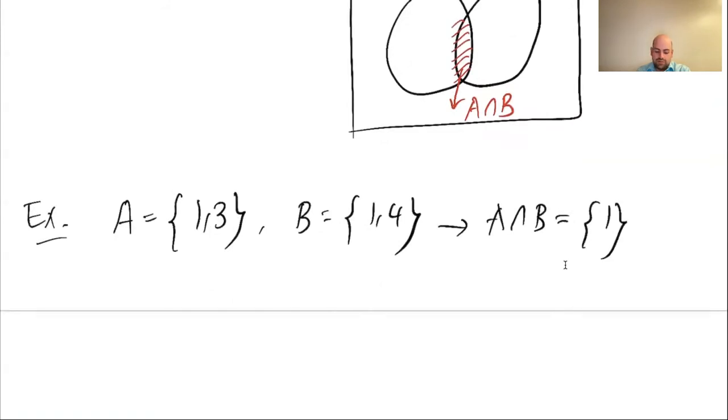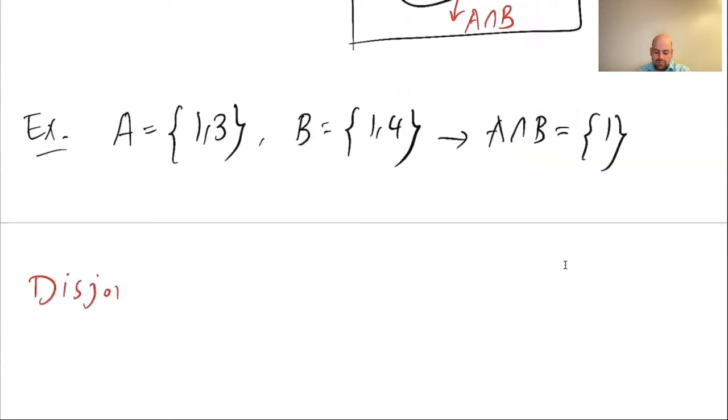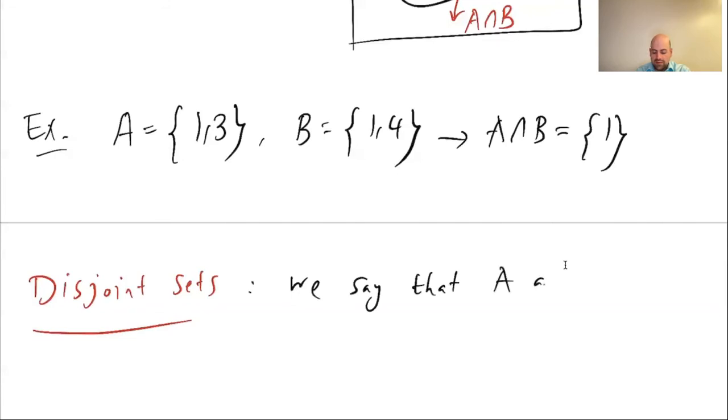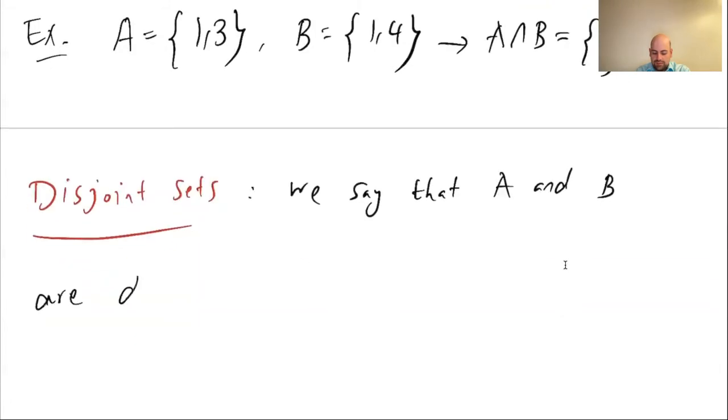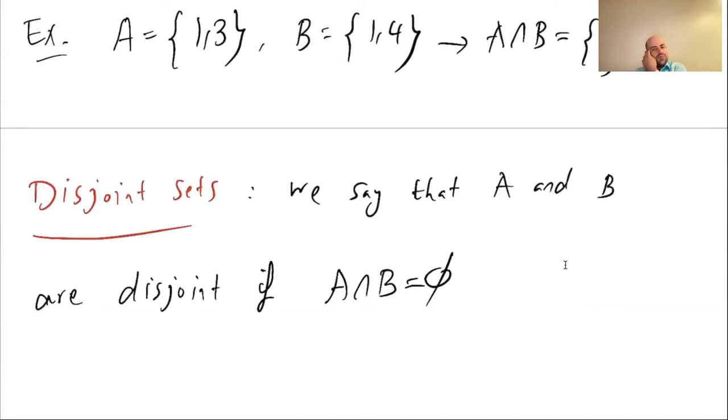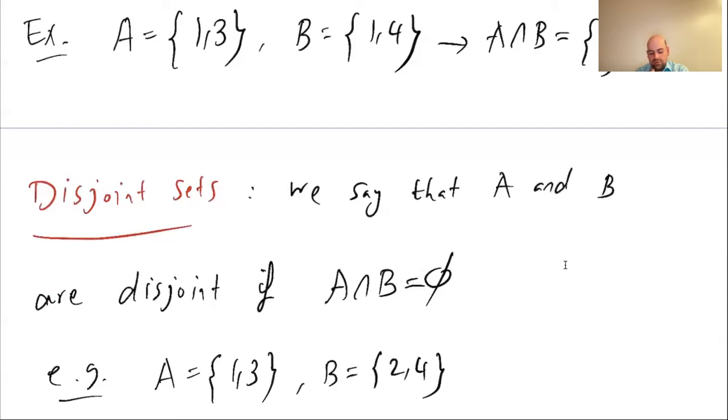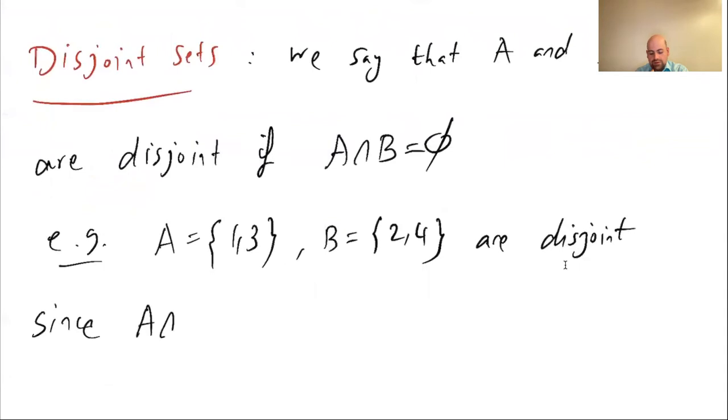Okay, now disjoint sets. We say that A and B are disjoint if A intersection B is equal to the empty set. That's for two sets. For example, let's say A equals {1, 3} and B equals {2, 4}. They are disjoint since A intersection B is the empty set.